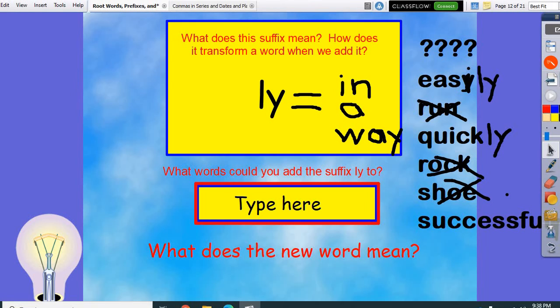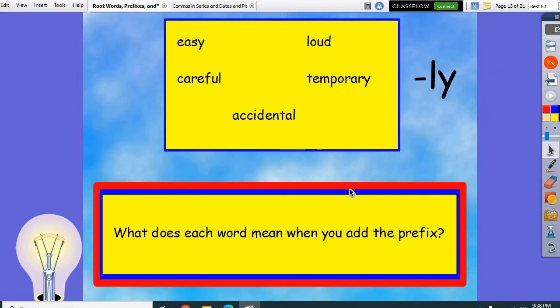So let's look at some words that are going to be in the book. We've got that word easy again, and we're going to make it easily, loudly, carefully, temporarily, and then accidentally. So we're putting ly on all of these to make new words. And you're going to see this on the page you're about to do.